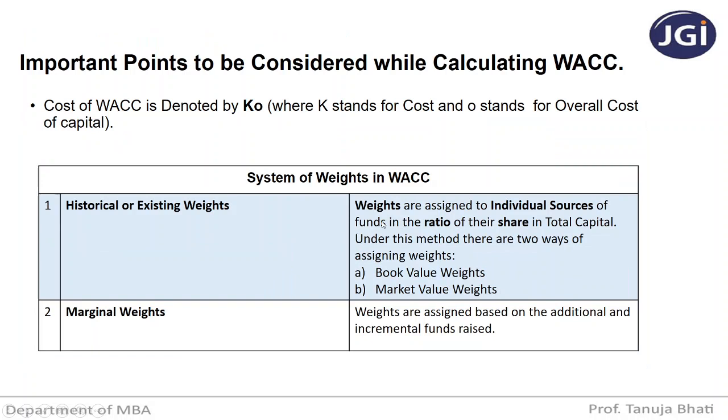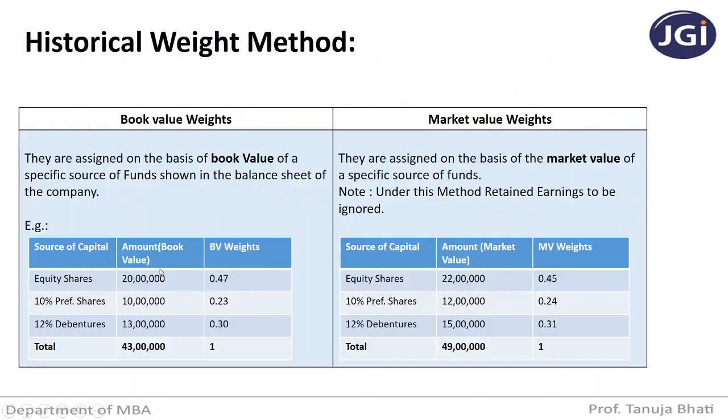So as we have already seen, weights are assigned to individual sources of funds in the ratio of their share in total capital. What is the share of equity shares in the total capital? That is the weight that will be assigned to equity. The weight of preference shares will depend upon the amount of preference shares and the total capital. Similarly for debentures. So what are book value weights basically? Book value weights are nothing but weights calculated based on the book value of the sources of funds. Book value means the value that is appearing in the books of the company.